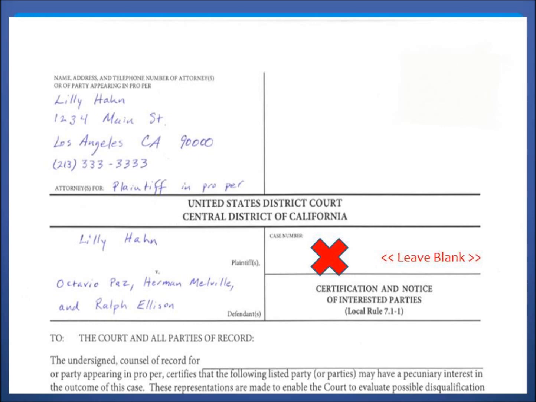There is a space here for a case number. If you are the plaintiff and you are filing your original complaint in a new case, you don't have a case number yet, so you leave this blank for the clerk to fill in. If you're watching this video and you happen to be a defendant, you will know the case number, so fill it in here in its entirety with all the numbers and all the letters.